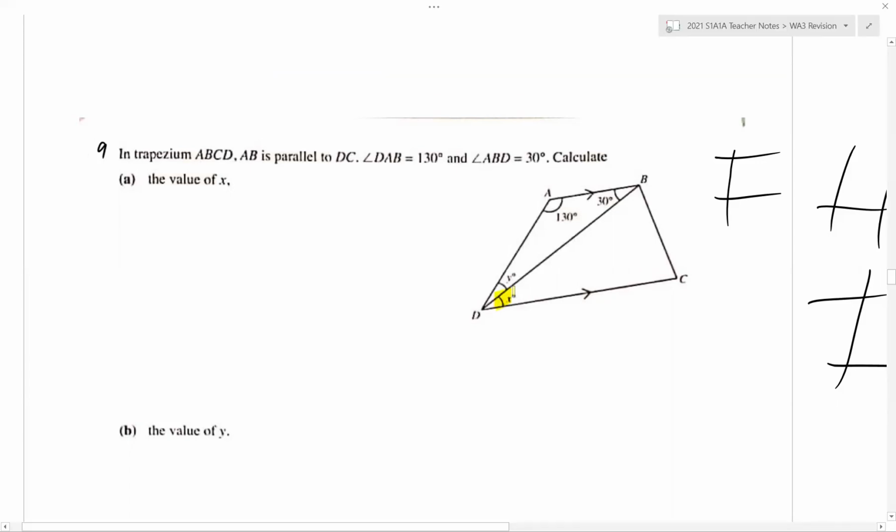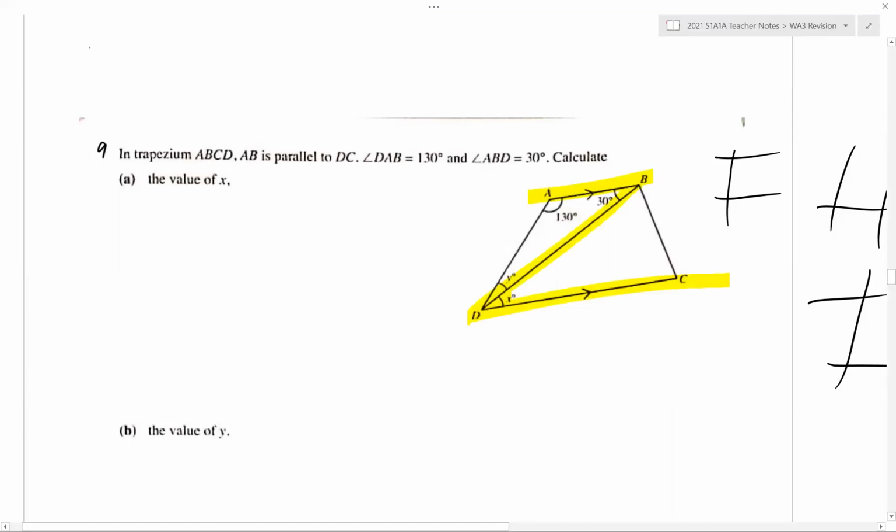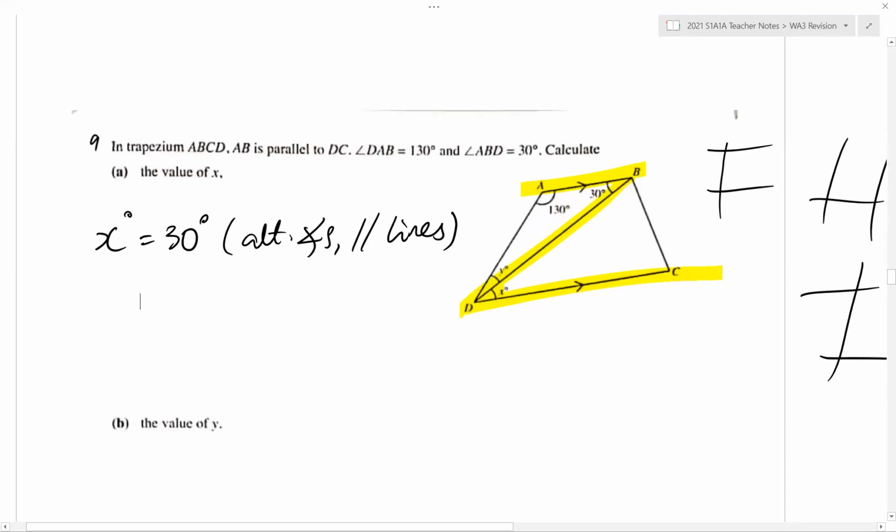X is over here. So I see the letter Z. Letter Z means we should be using alternate angles. So X equals 30 degrees. Alternate angles, parallel lines. Yeah, that's the answer. So X has a value of 30.